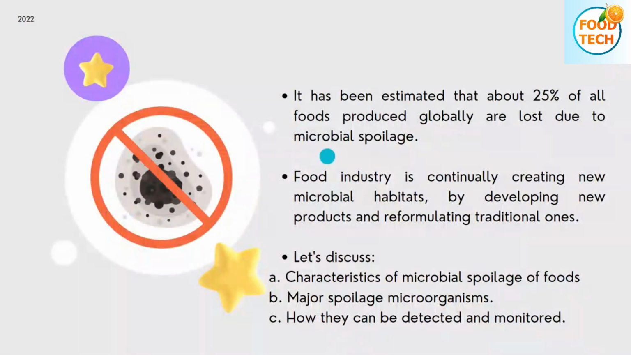So 25% of food is destroyed by microbial spoilage alone. That is why the food industry is continuously doing research on how to protect these foods, how to reformulate these products, and how to add natural preservatives. We'll learn about preservatives in the coming videos, because that's the reason why even chemical preservatives are added to the food. Although chemical preservatives are not good for our health if you consume them on a regular basis, this is the necessity.